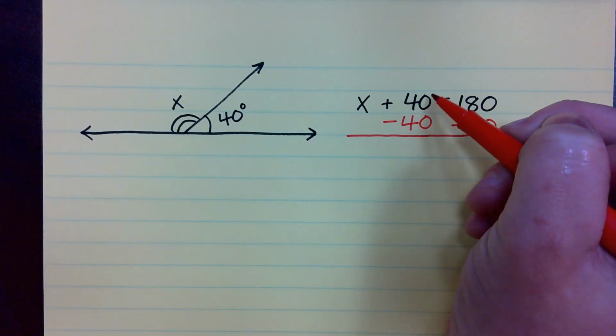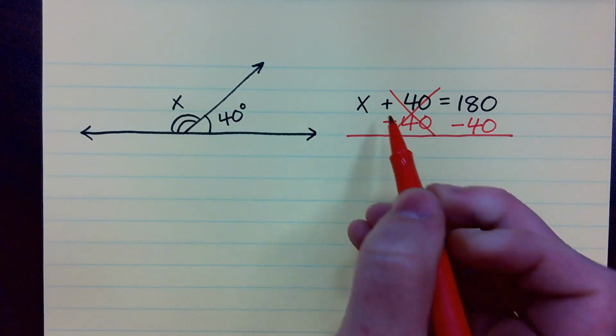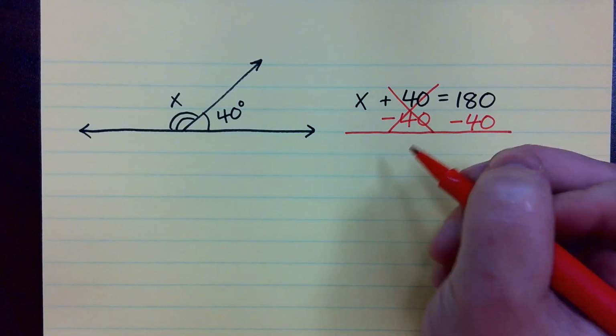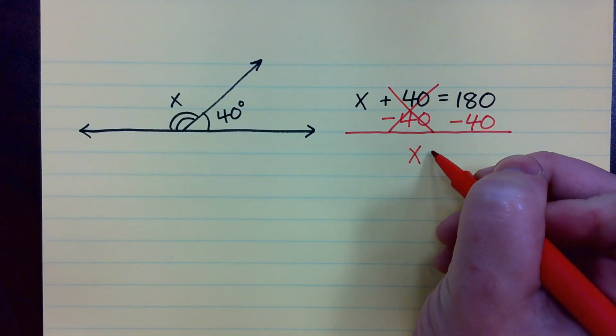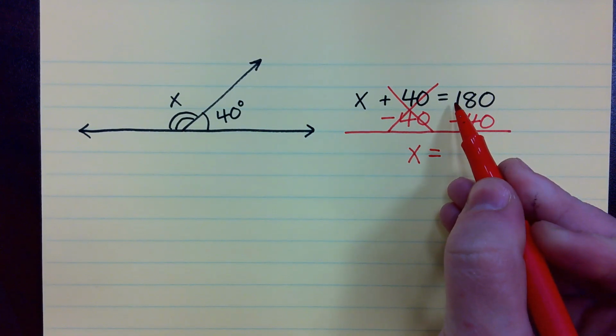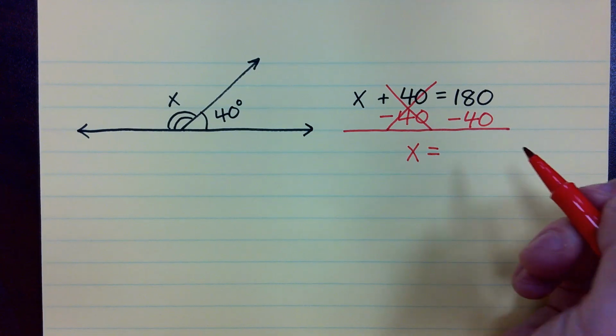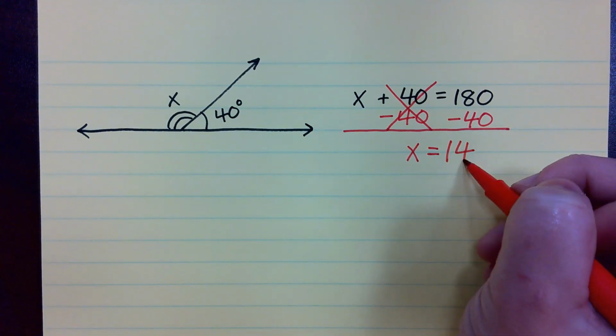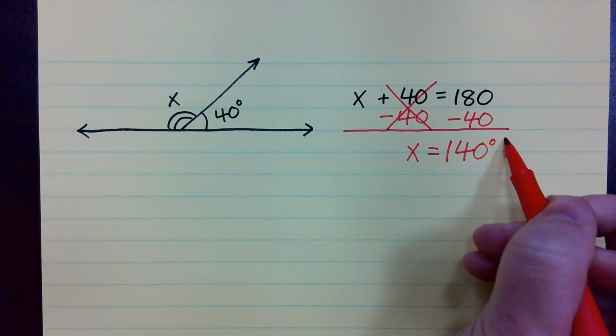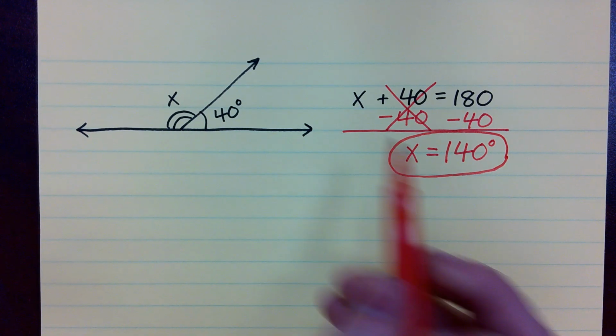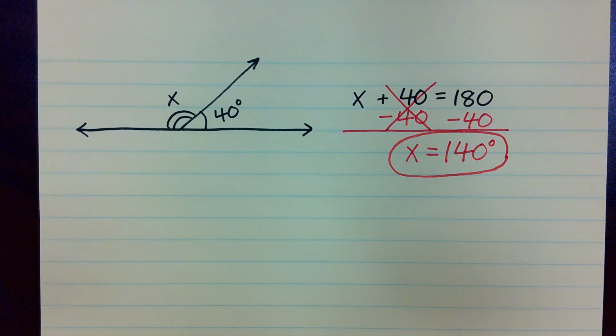Draw a line. My 40s cancel out. Bring down my X. Bring down my equals. And 180 minus 40 is what? 140. And that would be your answer. Now we know X is 140 degrees. It's kind of cool how we can do that.